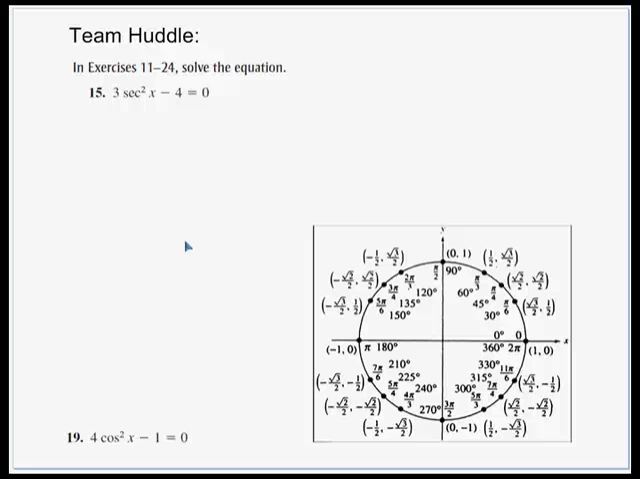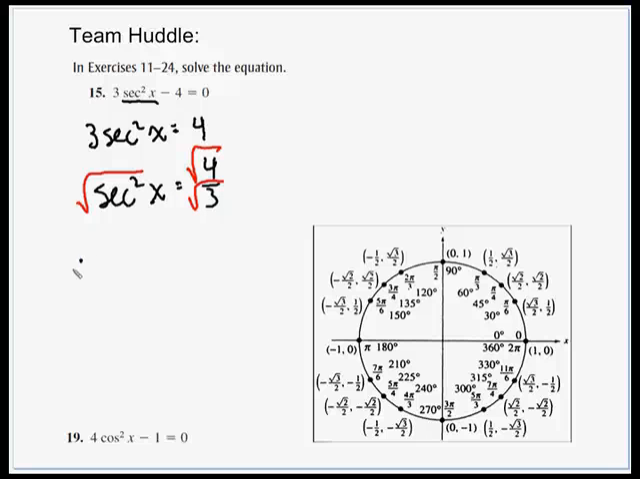Here we have a squared term. We can either, well, looks like we're going to have to just extract the square roots on it. So let's get the secant squared by itself. So we're going to add 4 to both sides. 3 secant squared of x equals 4. Divide both sides by 3. The secant squared of x equals 4/3. And now to extract the roots, we will take the square root of each side.